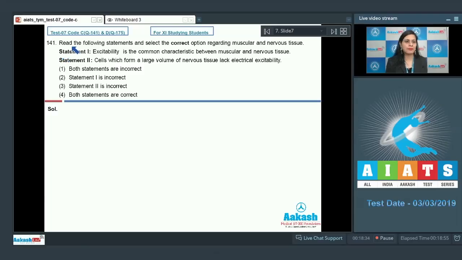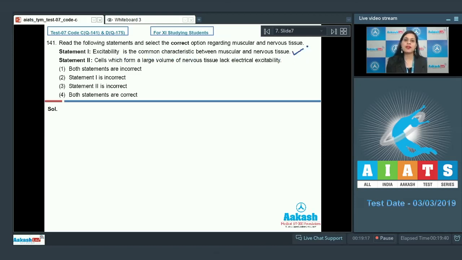Question number 141. Read the following statements and select the correct option regarding muscular and nervous tissue. The very first statement is Statement 1. Excitability is the common characteristic between muscular and nervous tissue.